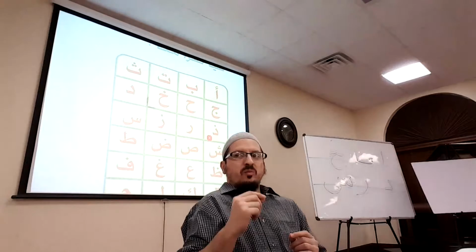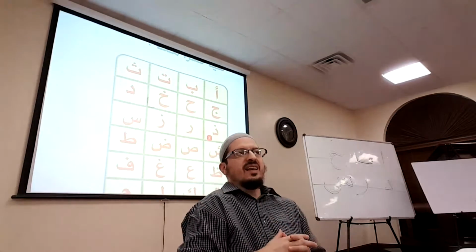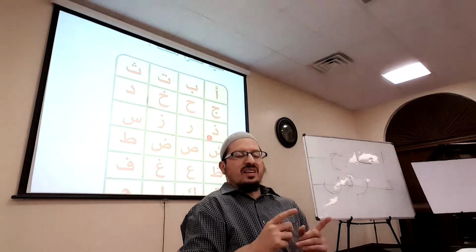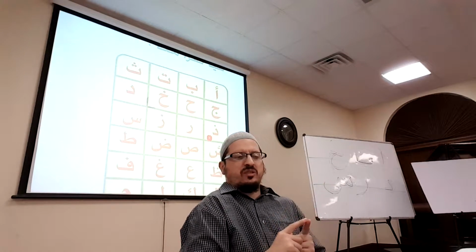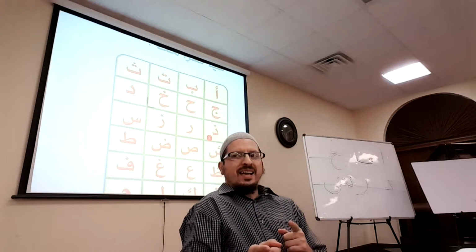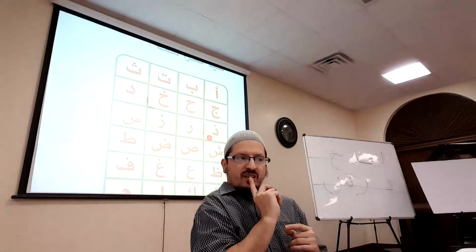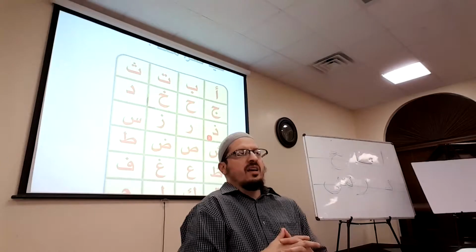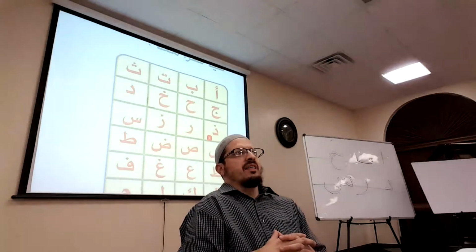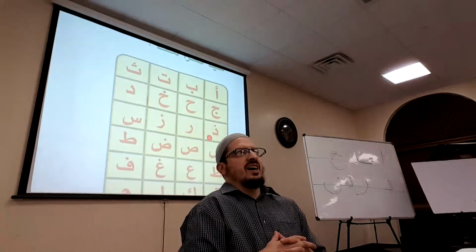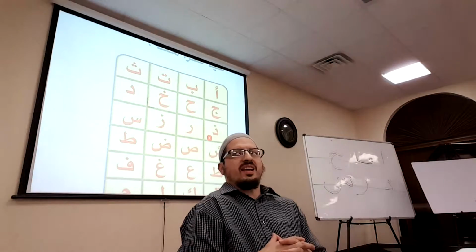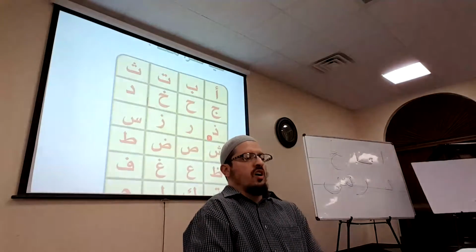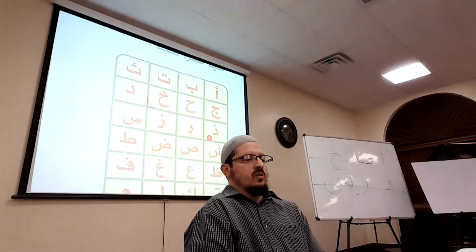If we don't put the tongue under the teeth like this, then it comes out zal, right? But there's another letter two letters afterwards, which is za, where the tongue doesn't touch the teeth. So this one is dhal, like dhalika, dhalika al-kitabu la rayba. The next one is ra.